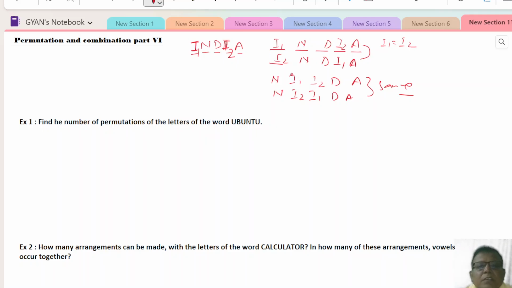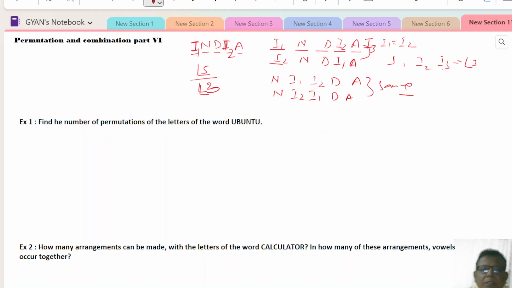So that means we have to divide by factorial 2, because this duplication can be removed only when we divide by factorial 2. That means the answer will be factorial 5 divided by factorial 2. If one more I would have been there, like I3, then I1, I2, I3 can be arranged in how many ways? Factorial 3 ways. So we would have divided by factorial 3.